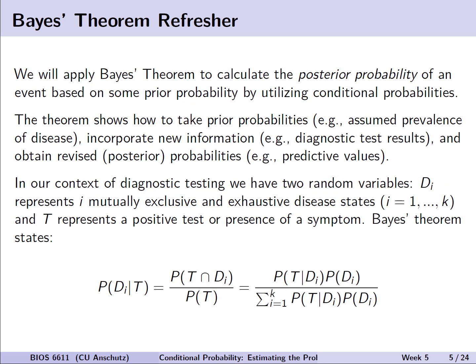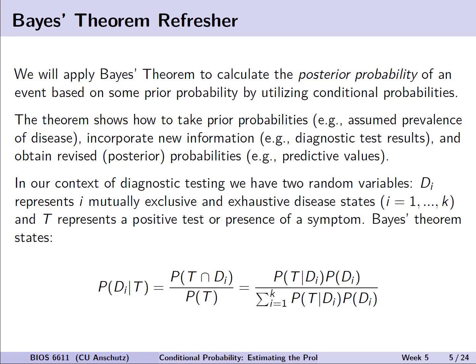So a brief refresher from what we covered previously. We're going to use Bayes' theorem to ultimately get to this calculation of a posterior probability of having the disease based on some prior probability by utilizing conditional probabilities. So again, in our context, we're taking prior probabilities, or the assumed prevalence of the disease in a population. We're going to then incorporate new information, for example, the diagnostic test results, and ultimately obtain revised or posterior probabilities in the form of predictive values.